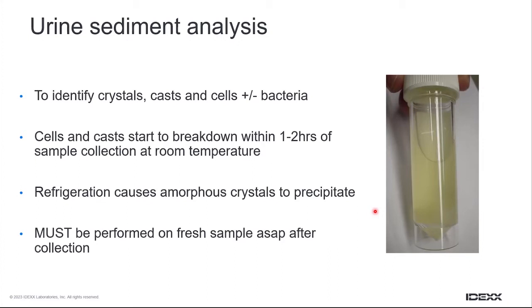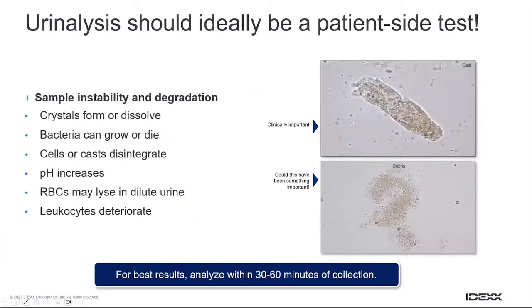So the take-home message from this slide is that really we need to do urine analysis as soon as possible after it's obtained from the patient. And if we don't do it rapidly, then we must make sure it's refrigerated, but very importantly, returned to room temperature before analysis. So from that, it makes sense that urine analysis should really ideally be a patient-side test.